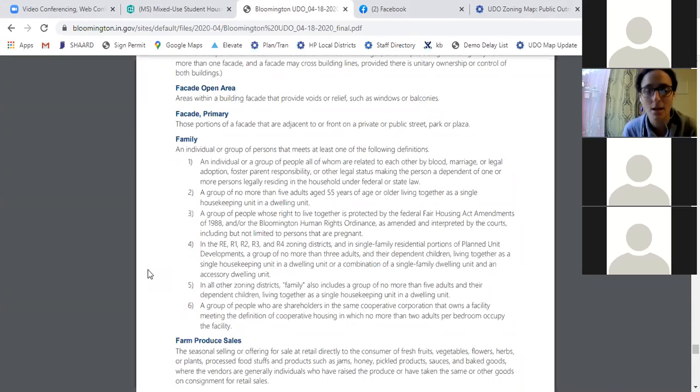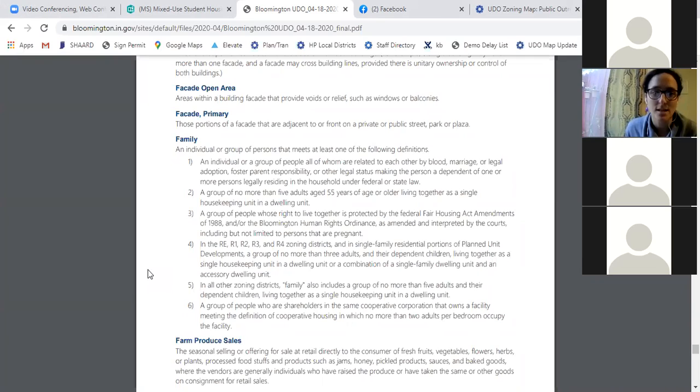So a family can live in a unit, and this is what you often hear. This has changed a little bit from the last code. It didn't explicitly call out some of the protected class items that are here. And you will hear people say that in largely single family districts, it's 3, and then in other districts, it's 5. So this is actually where that comes from. An individual or group of people who are related by blood, marriage, or legal adoption, and then it goes on a little bit. That's one family.